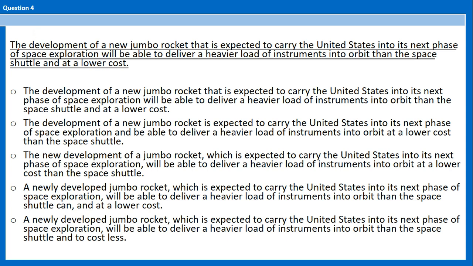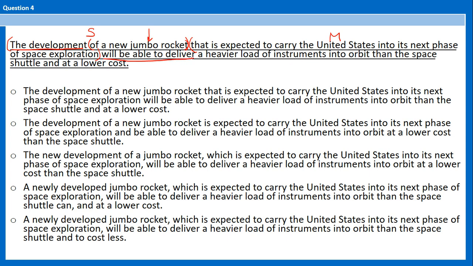Okay, so you have the development of a new jumbo rocket. That's basically my subject. Remember that the nucleus of the subject is the development. Of a new jumbo rocket is a prepositional phrase. Then you have another modifier here that is expected to carry the United States into its next phase of space exploration. Okay, that's a relative clause modifier. And the verb is will be able to deliver.